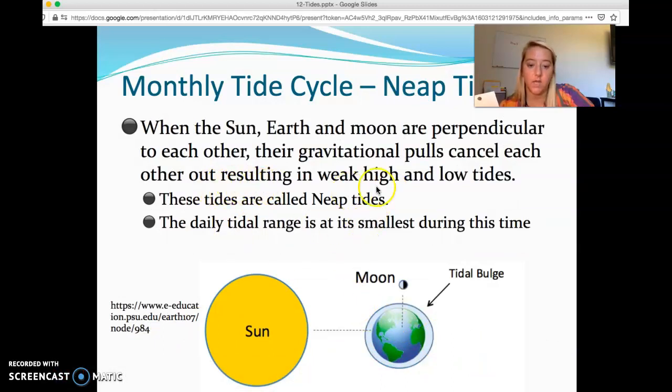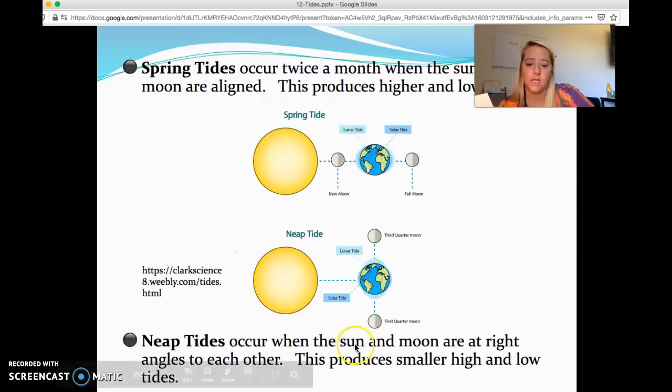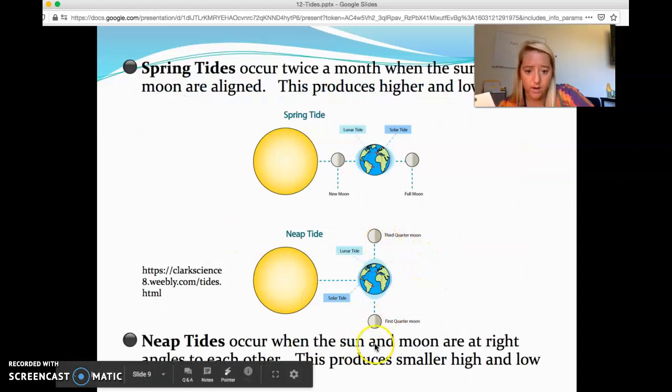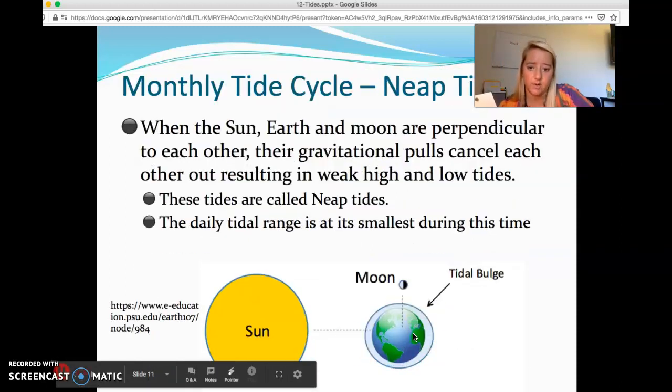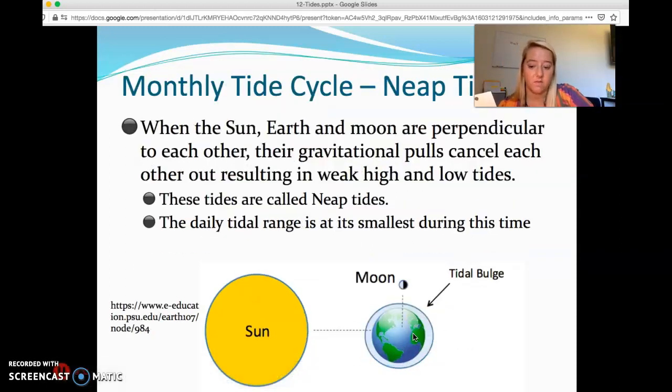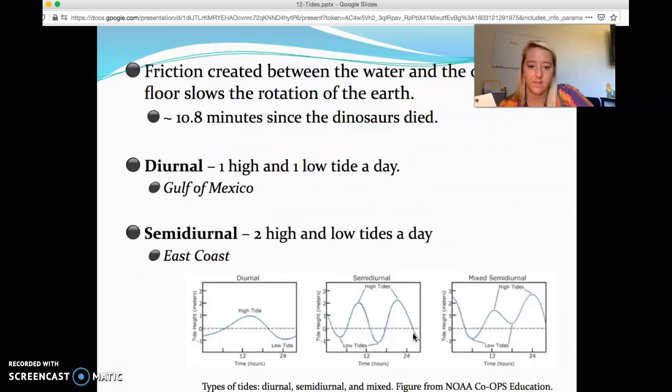They result in weak high tides and low tides, meaning that it's not a very high tide and it's not a very low tide. The tidal range is at its smallest during these times. And remember, please, that this happens during a third quarter and a first quarter moon. Very awesome, very exciting.